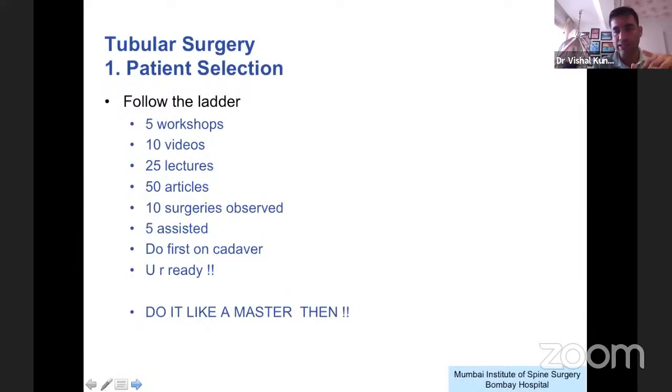And to follow this ladder, I would say even before your first live tubular surgery comes in, the fiddle factor, even in our own publications, we have mentioned that this fiddle factor is only a matter of time. And that time you should consider spending out of the surgical OR. By following this ladder: 5 workshops, 10 videos, 25 lectures, 50 articles, 10 surgeries observed, 5 assisted, do first on the cadaver, and that's when you are ready.